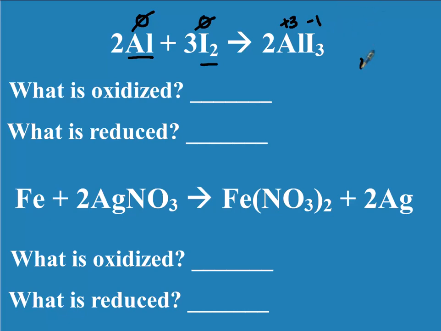So we can go LEO says GER, loss of electrons more positive, gain of electrons more negative. So aluminum became more positive, so aluminum must have been oxidized. And then iodine went from a 0 to a -1, so that means it must have been reduced.